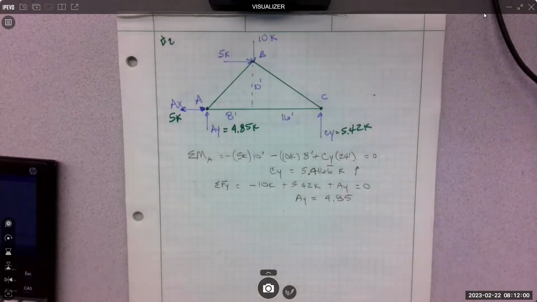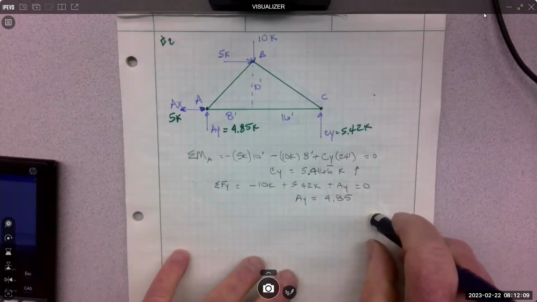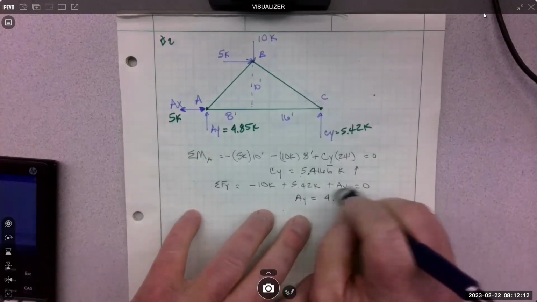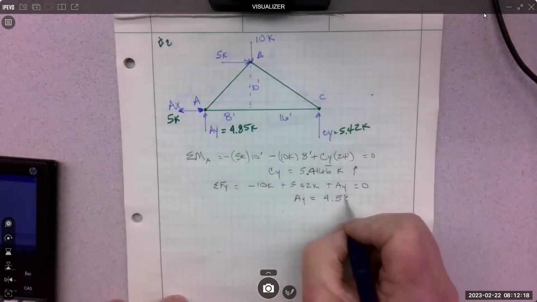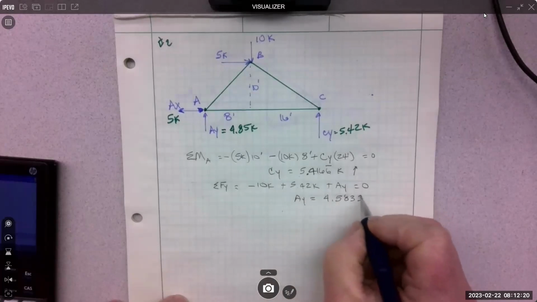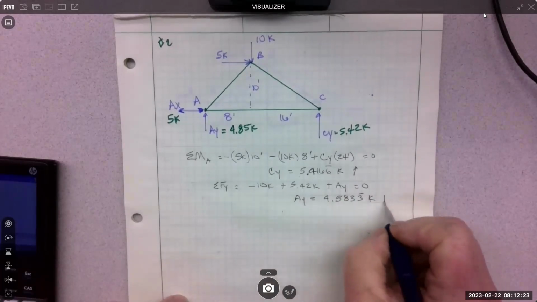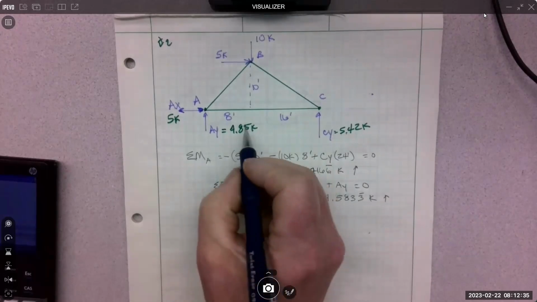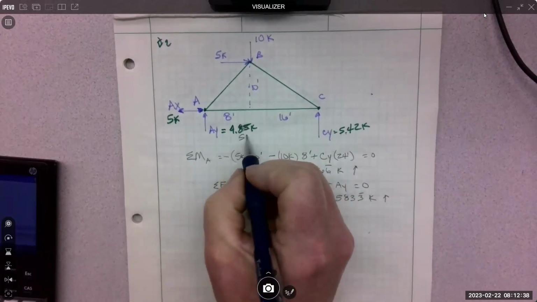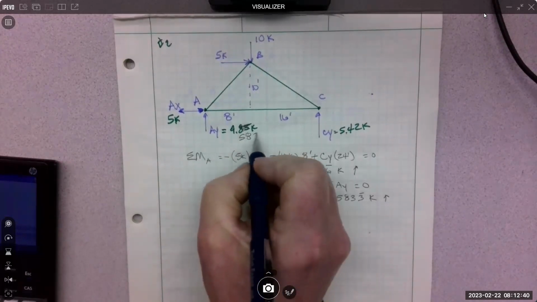Actually, let's get the real number. I'm getting a different number now. Dyslexia or something. Do it again. Yep. So it's not 8.5, it's 5.833.